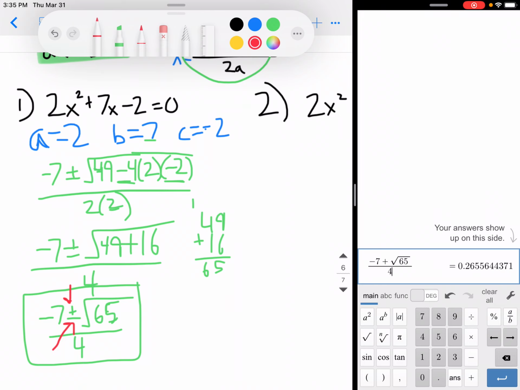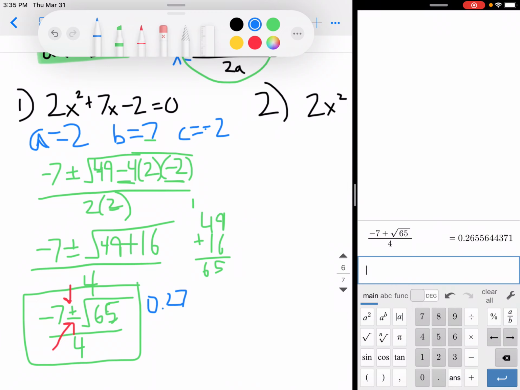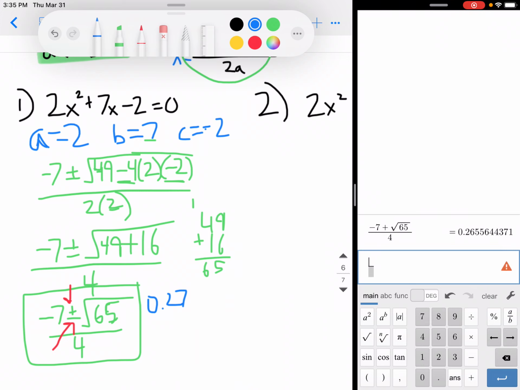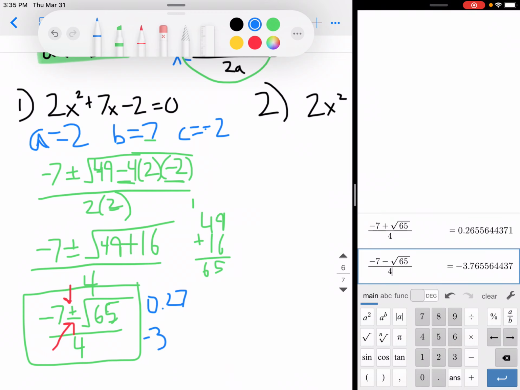So one of my decimal equivalent answers is going to be 0.27 if I round it. Then the other one is going to be the same thing except -7 minus the square root of 65 all over 4. And so the other one is -3.77 if we round that. And then there are my two answers.